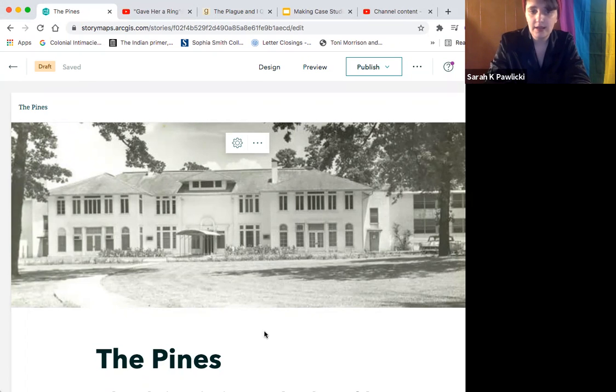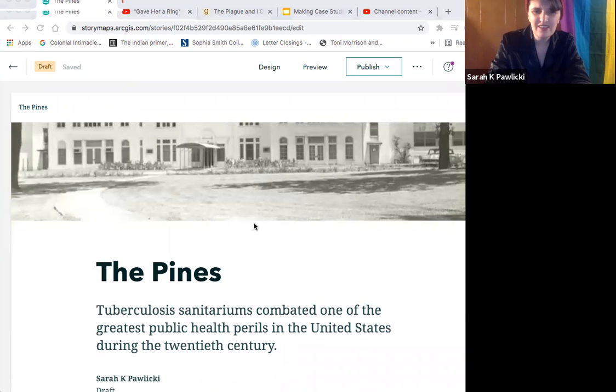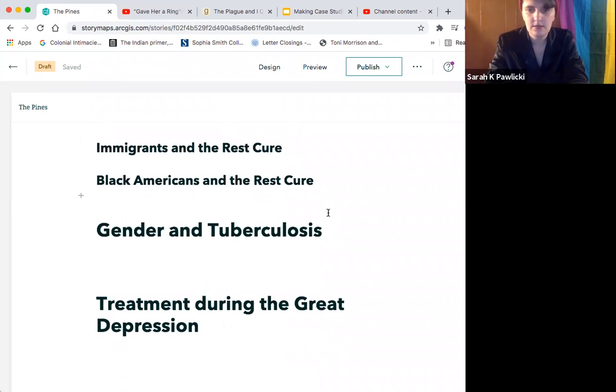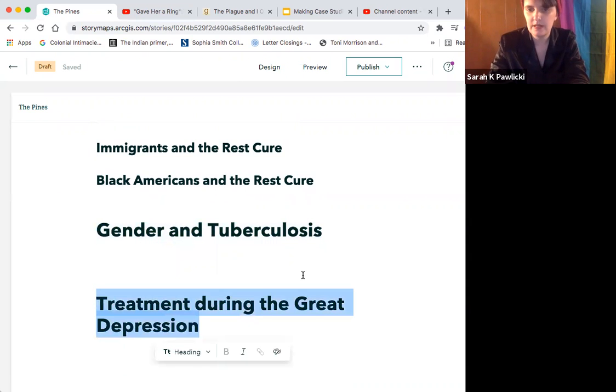Headings. Writing headings might not seem intuitive, but it's a lot like writing an outline for a paper or a speech. So you have your title, like here, The Pines, and then you have your main points in headings. So: taking the rest cure, race and tuberculosis, gender and tuberculosis, treatment during the Great Depression. All of these are major points within the body of the case study.